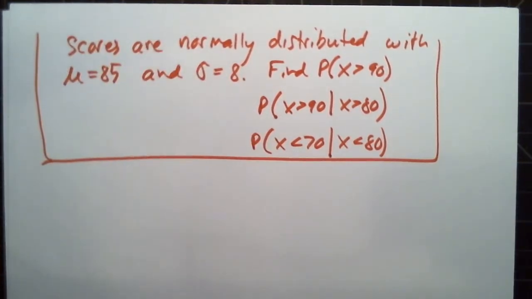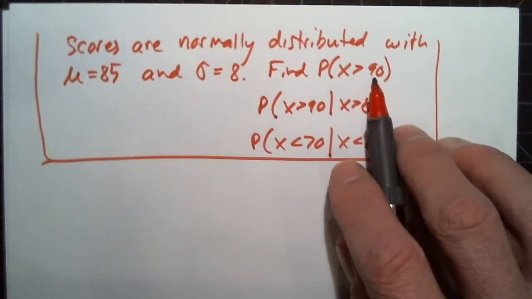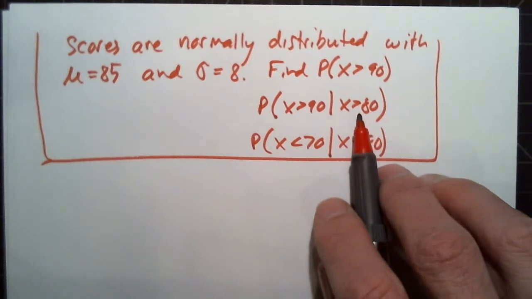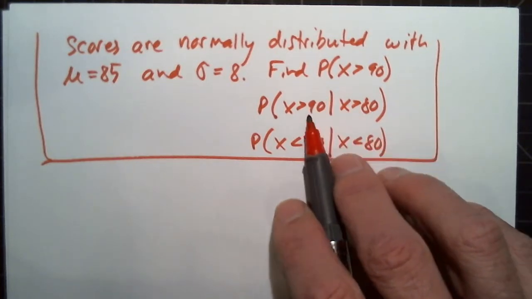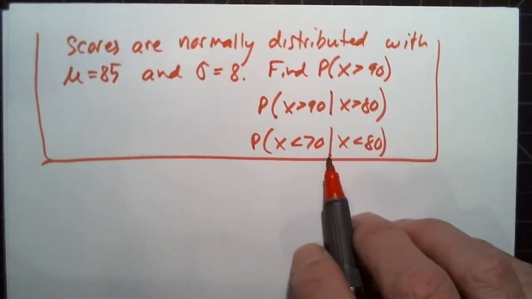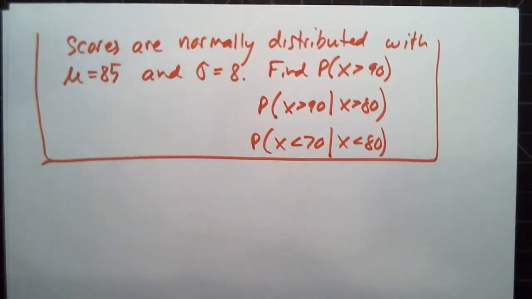3 questions here. X greater than 90, the score is greater than 90, or if you know the scores are greater than 80, what's the probability of being greater than 90? Out of all the scores that are less than 80, what's the probability of being less than 70?